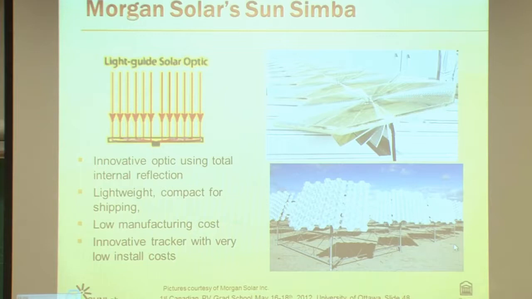Most recently, they've come up with an innovative tracker design, too, that can go out in a light truck and be installed by a couple of guys with screwdrivers. That's the approach that Morgan Solar's taking: inexpensive, easy to install, shipping, those sorts of advantages, which is quite interesting. We're enjoying working with them. I'll come to it later.